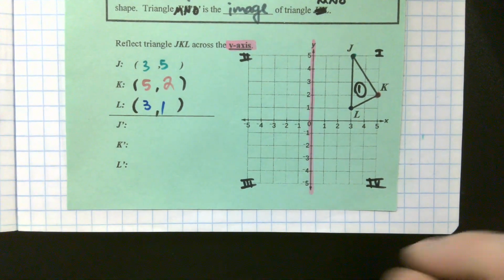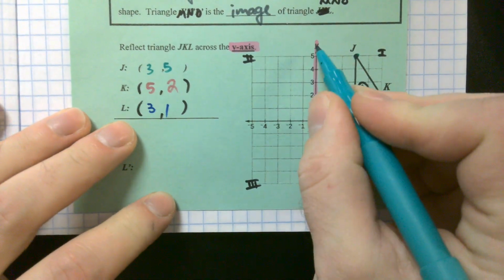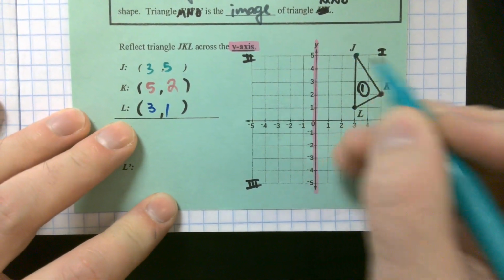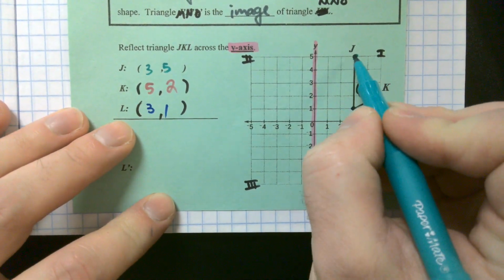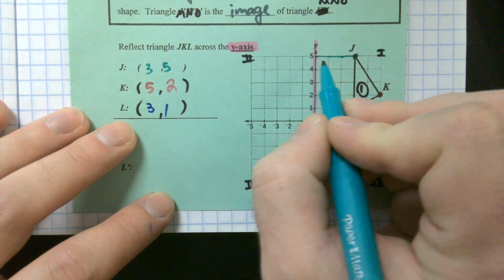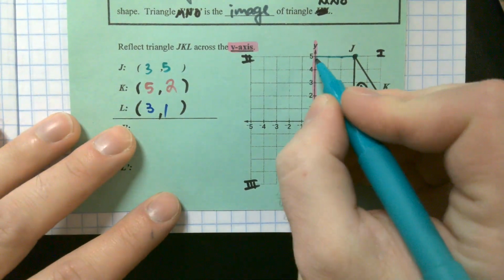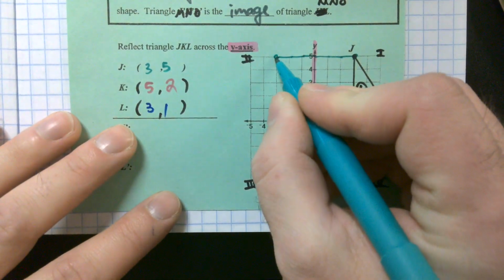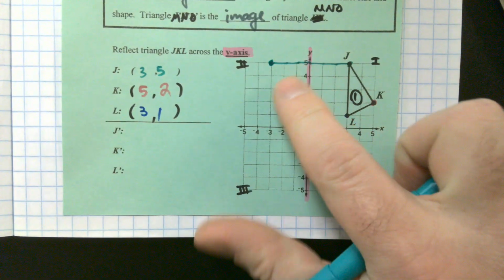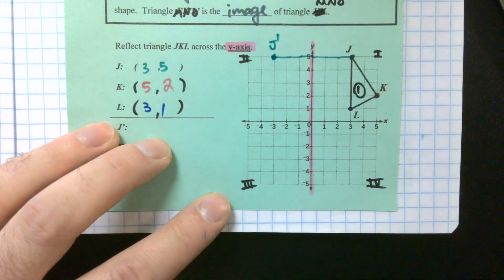If I want to figure out exactly where it's going to end up, all I got to do is count. I'm going to start with point J. How far away from the mirror is point J? 3 spaces. 1, 2, 3. So how many more spaces am I going to count past the mirror? 3 again. 1, 2, 3. What can I call this new point here? J prime. Thank you, Michaela.